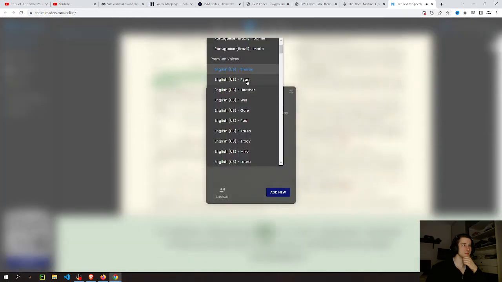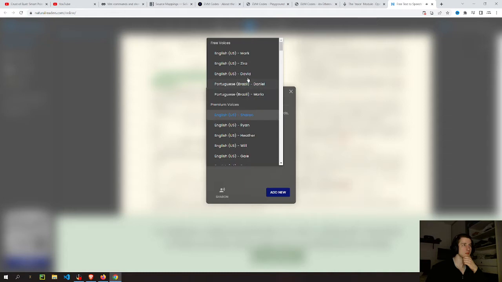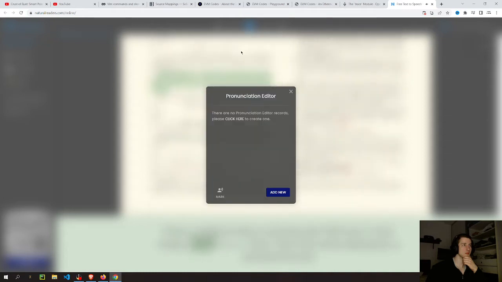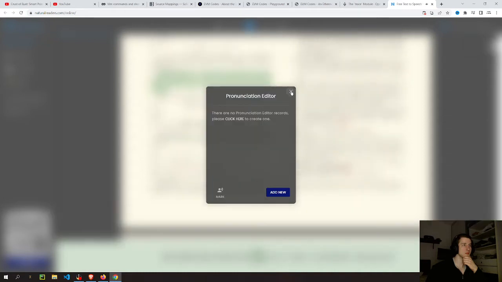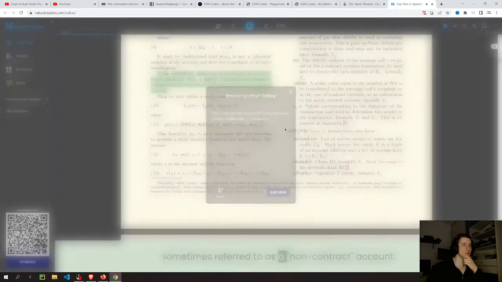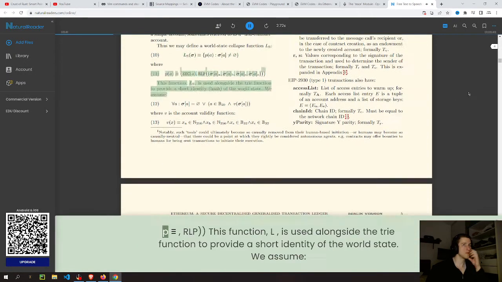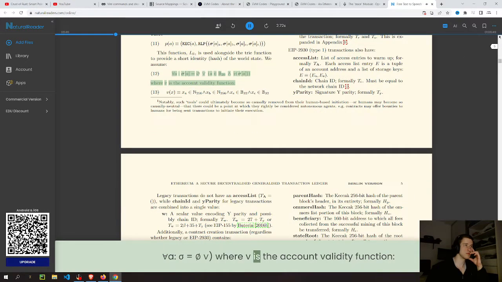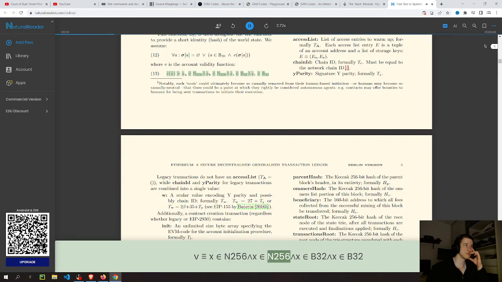It shall be understood that it is not a physical member of the account and does not contribute to its later serialization. If the code hash field is the Keccak 256 hash of the empty string, that is equals KEC of the empty string, then the node represents a simple account, sometimes referred to as a non-contract account. Thus we may define a world state collapse function L, where P, RLP. This function, L, is used alongside the trie function to provide a short identity of the world state. We assume A equals where V is the account validity function.